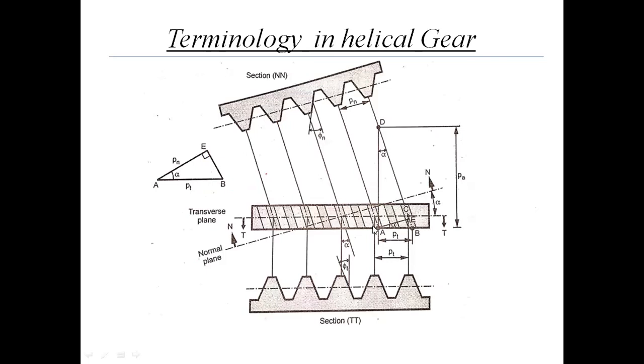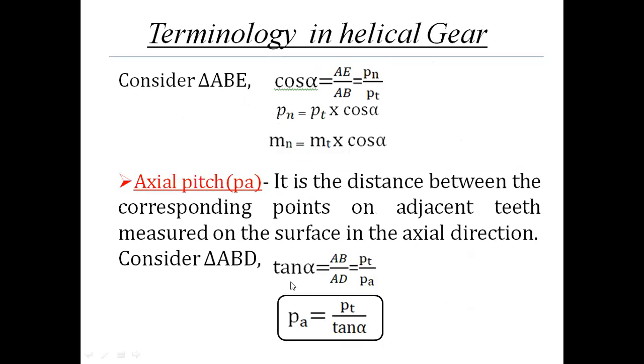This DA and this DC are making angle alpha again. So this forms one triangle, A, B, D. In this triangle, angle ADB is alpha. Now see here, in triangle ABD, tan alpha is equal to AB upon AD.